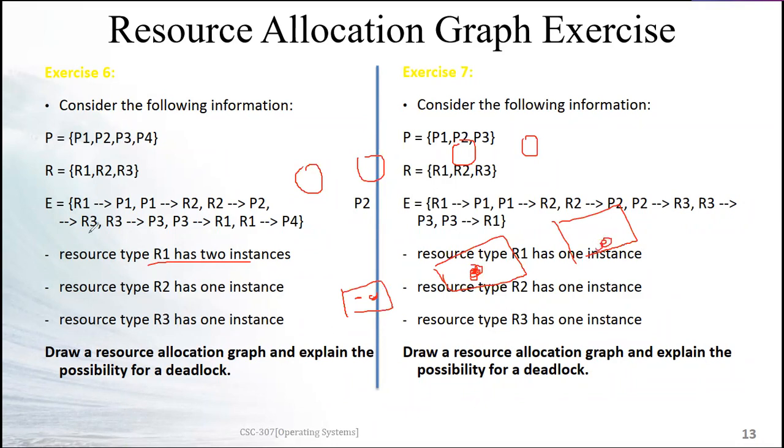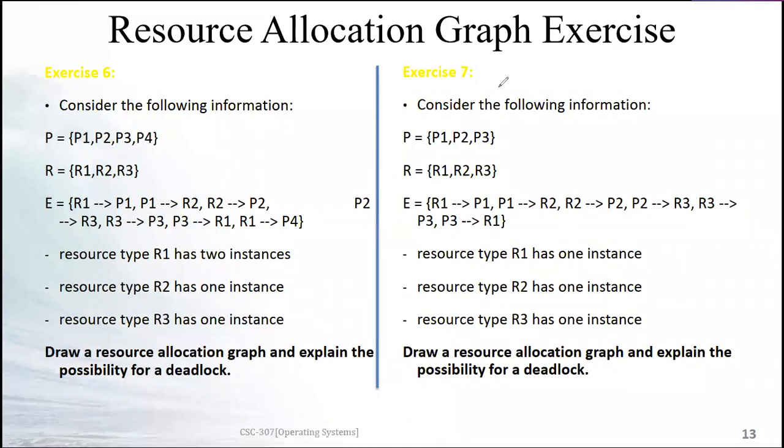Now the next task is to assign the arrows. R1 to P1: let's assume this is my R1, so I have to draw an arrow from R1 to P1. Then we have P1 to R2. Let's assume this is P1. So P1 is waiting for R2. In this way, you will do it step by step. After practicing a little bit, you can draw the graph.